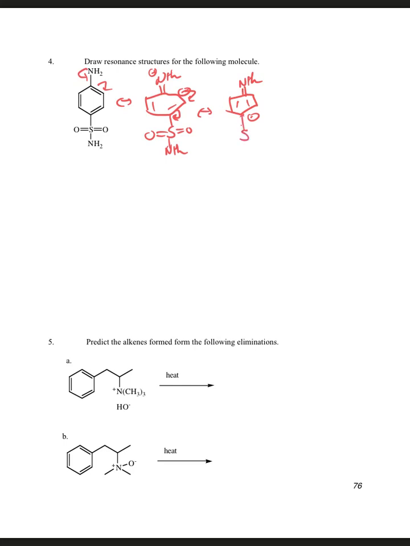Negative charge with the sulfur, 2 double bonds that form the double bond, break one of the double bonds to the sulfur. Draw the other resonance structure with the double bond to the other oxygen.